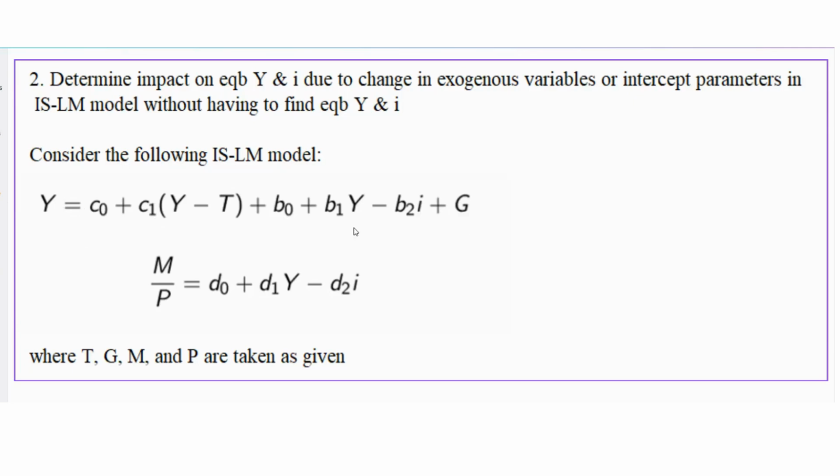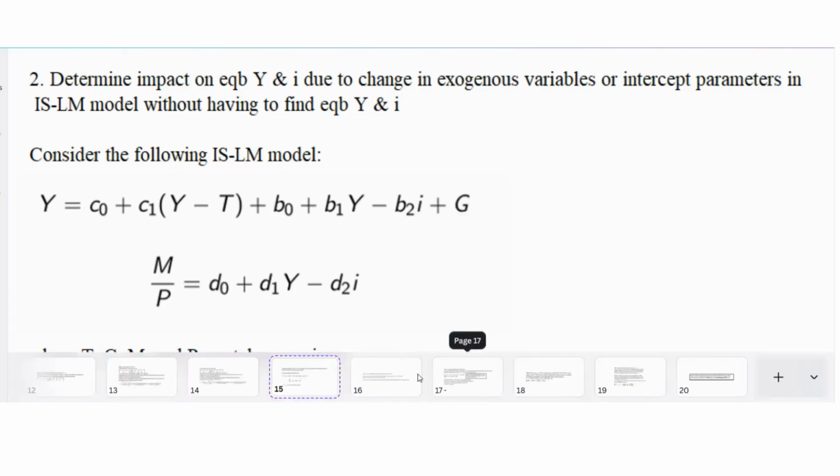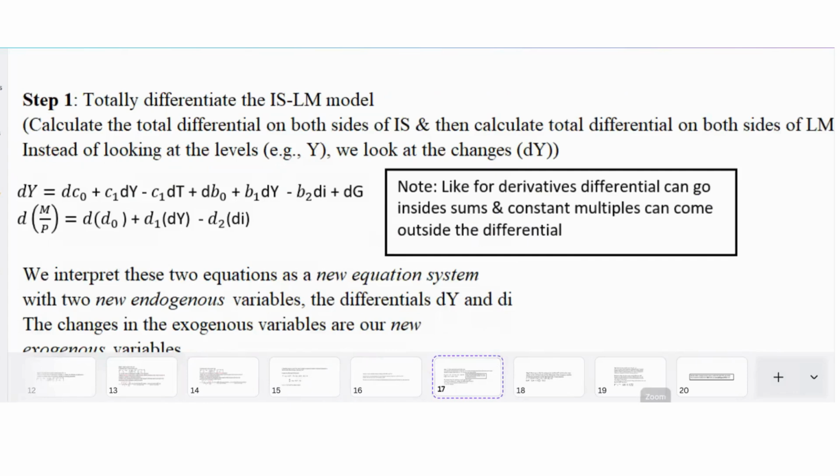So this will become plus db naught plus b1 dy, because the constant multiple b1 can come out, minus b2 di, because the constant multiple b2 can come out, plus dg. For LM, dm by p is equal to dd naught plus d1 dy, again the constant multiple d1 can come out, minus d2 di, again the constant multiple d2 can come out. So the first step when you want to determine multipliers is to totally differentiate your IS-LM model, where instead of focusing on levels like y, we focus on changes like dy. Keep in mind that, like derivatives, differentials can go inside summations and constant multiples can come outside.